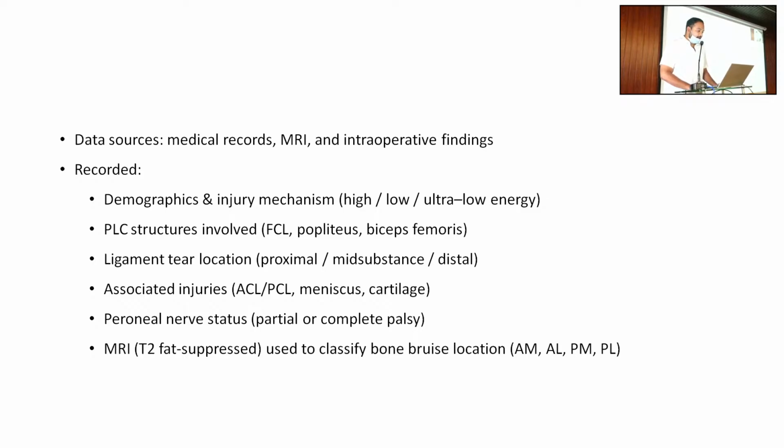Demographics and injury mechanisms: high, low and ultra low energy. PLC structures involved were lateral collateral ligament, popliteus tendon and biceps femoris. Ligament tear location: proximal, mid-substance and distal. Associated injuries were ACL, PCL, meniscus and cartilage injuries, and peroneal nerve status, partial or complete palsy. MRI is T2 fat suppressed, used to classify bone bruise location: anterolateral, posteromedial and posterolateral.